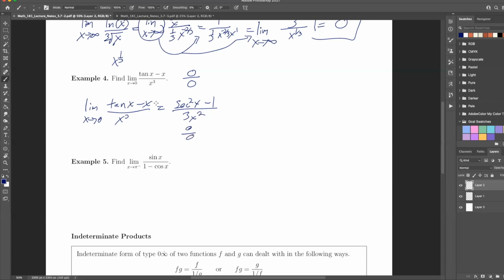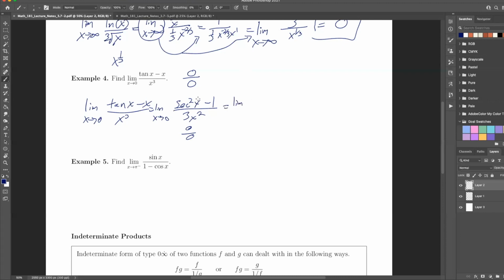Because up here, if I plug in 0... Oh goodness gracious! I keep forgetting the right one. So this is 0 over 0. So this is indeterminate form again. So we're going to have to take another derivative.